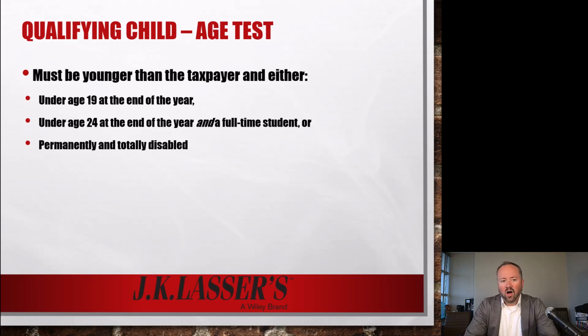1, you're under the age of 19 at the end of the year. 2, you are under 24 at the end of the year and a full-time student. Or, option 3, you're permanently and totally disabled. So again, younger than the individual claiming the child as a qualifying child, and then one of those 3 criteria. So if we go back and think about the relationship test, my sister could not be my qualifying child because she is older than I am.